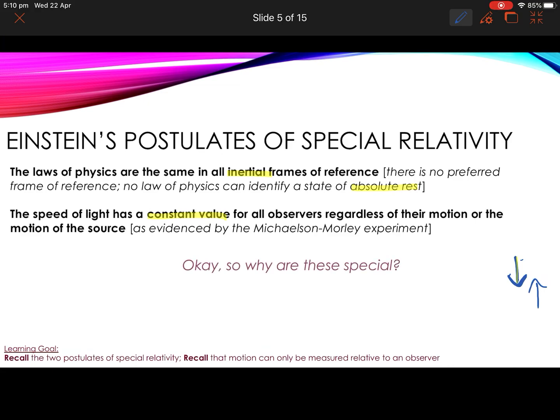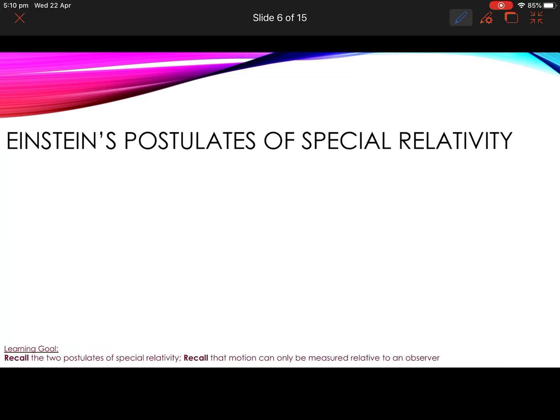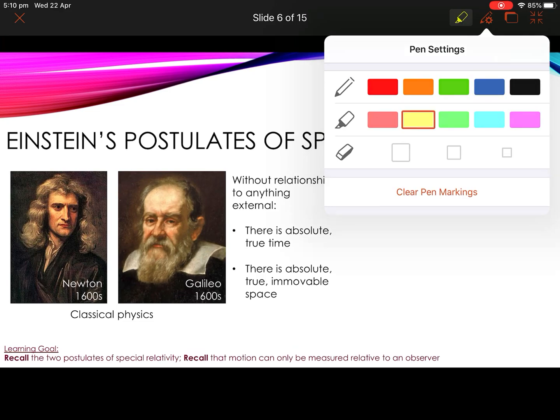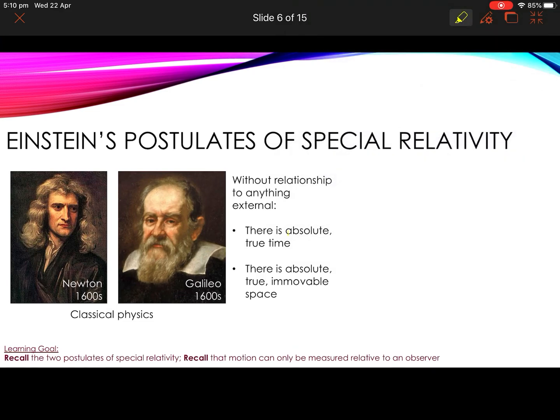Okay, so this is hard to get our head around. So why is this so special? Why are these two postulates of relativity so special? Mainly, it's because from the 1600s, we have Newton's laws of motion. Galileo, with all his work to do with the Earth's motion and in classical physics as well, we had all of these wonderful, amazing ideas that there's such thing as an absolute true time, and that there's absolute immovable space.